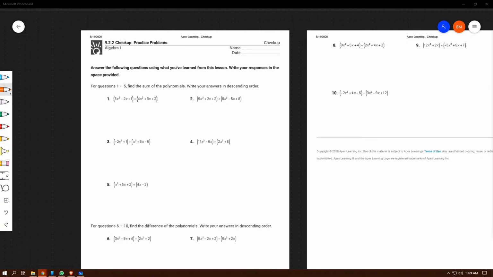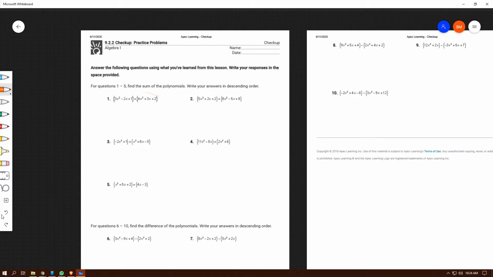So, jumping right into question 1. I have these two problems being added. What I'm going to do is identify my like terms. There is my 3x squared, so I'm looking for any other x squared. There we go. Then I'm going to take blue, and there is an x term, so I'm going to underline my other x term. And then my constant. So I'm going to identify my like terms.